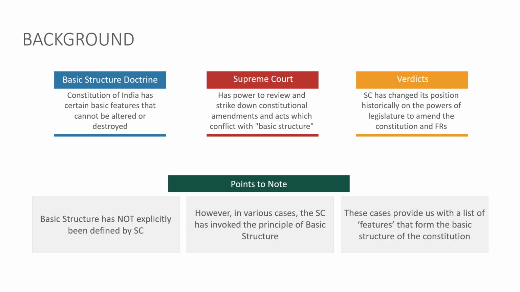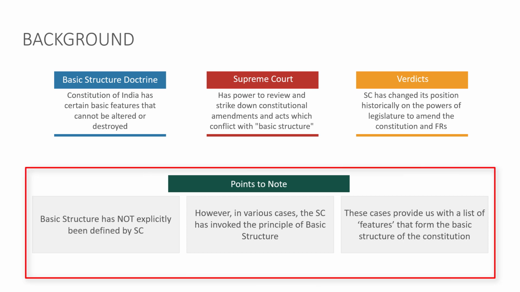However, the basic features of the Constitution have not been explicitly defined by the judiciary, and the claim of any particular feature of the Constitution to be a basic feature or not is determined by the Supreme Court in each case that comes before it. Thus, it gives additional power to the Supreme Court to review and strike down any constitutional amendments or acts enacted by the Parliament.